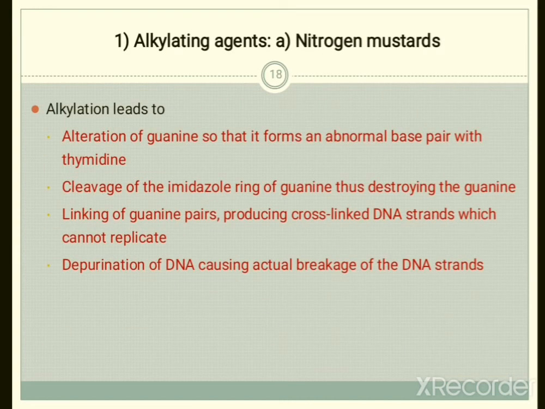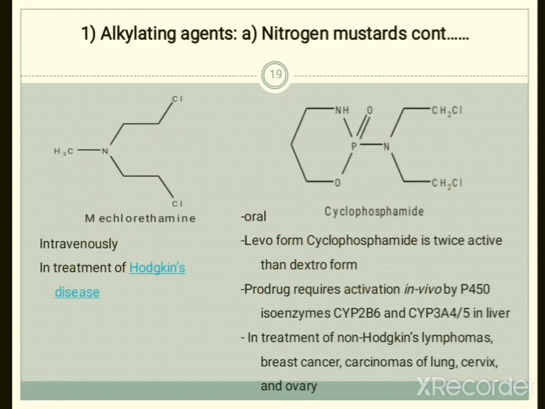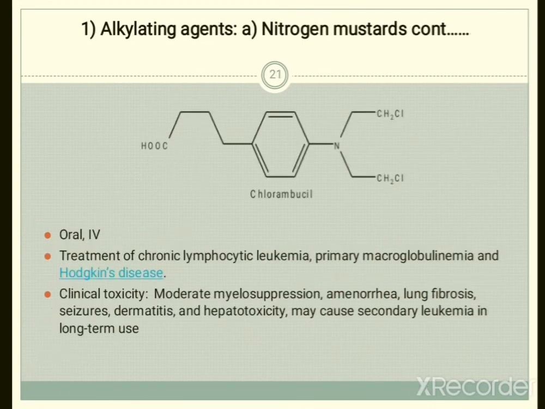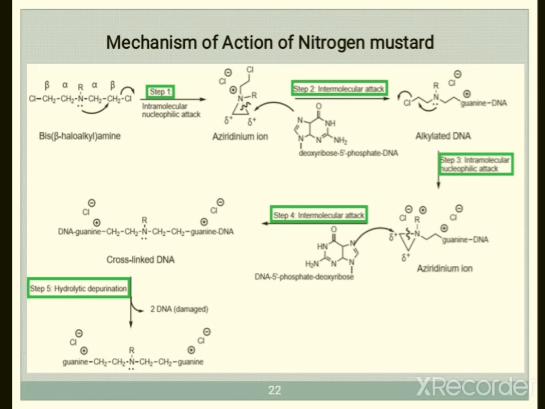In nitrogen mustards we saw the basics, then different examples: mechlorethamine, cyclophosphamide, ifosfamide, melphalan, then chlorambucil. So till this point we have learned in the previous sessions. Today we will start with the mechanism of action of the nitrogen mustards, and this is important for your GPAT examination and also your theoretical exam. Basically these nitrogen mustards act by these 5 steps.